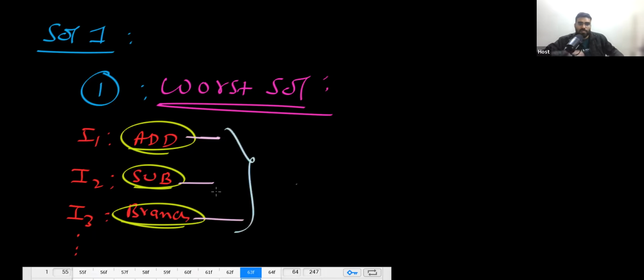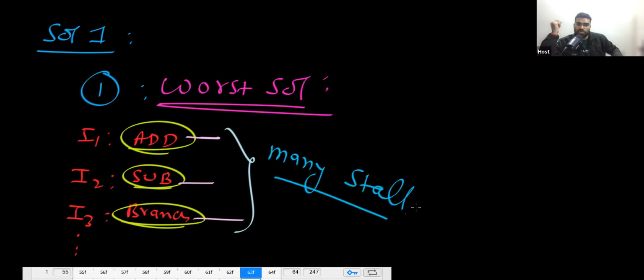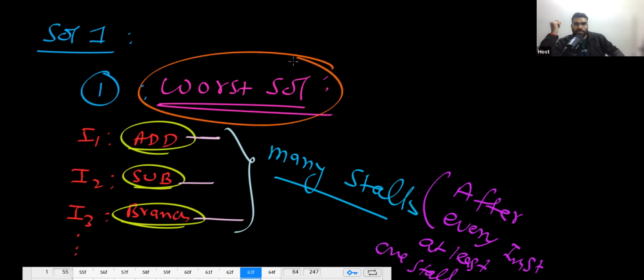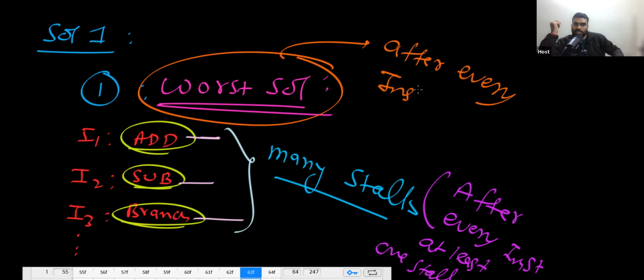So you can notice your CPI has many stalls. Actually, after every instruction, there is a stall. After every instruction, at least one stall. Agree? This is the worst solution. Why? Because after every instruction, one stall. Isn't it?